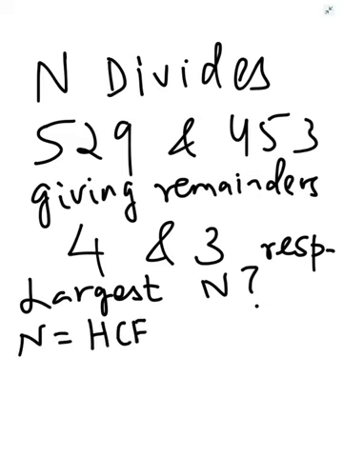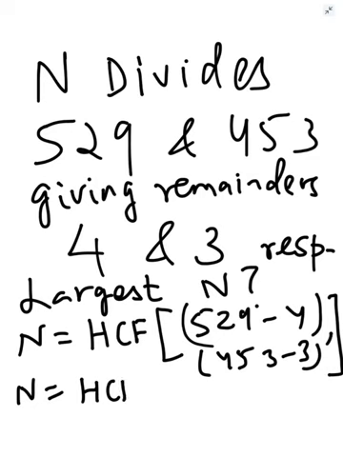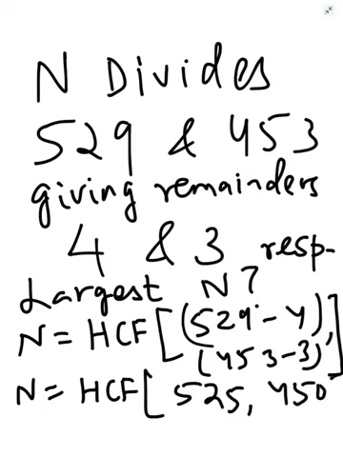I have to take the HCF of 529 minus 4 and 453 minus 3. So first I have to subtract the remainders. That means I have to take the HCF of 525 and 450, which will give me the largest value of n possible. So finally I have to take the HCF of 525 and 450.